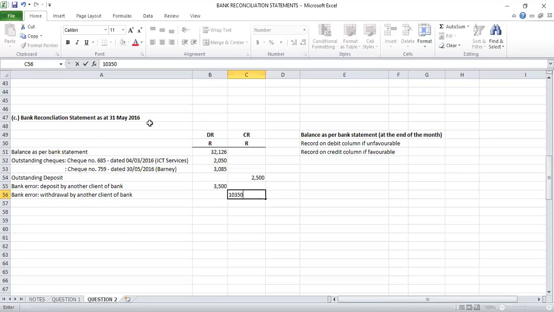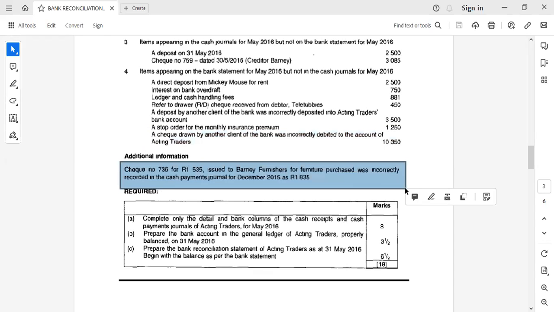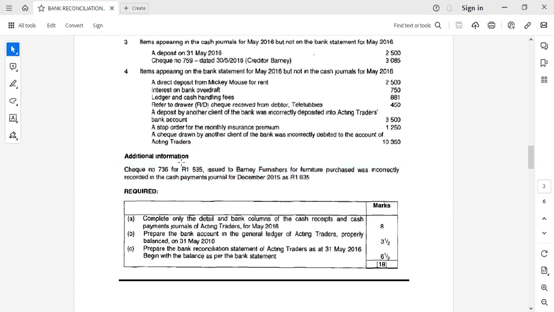Right. Then additional information. Check number 736 for 1535 issued to Barney Furnitures for furniture. A purchase was incorrectly recorded in the cash payments journal as 1835. So they were supposed to record 1535, but they recorded 1835. That's an overstatement of a check. Overstated payments we record in the cash receipts journal to reverse the excess.